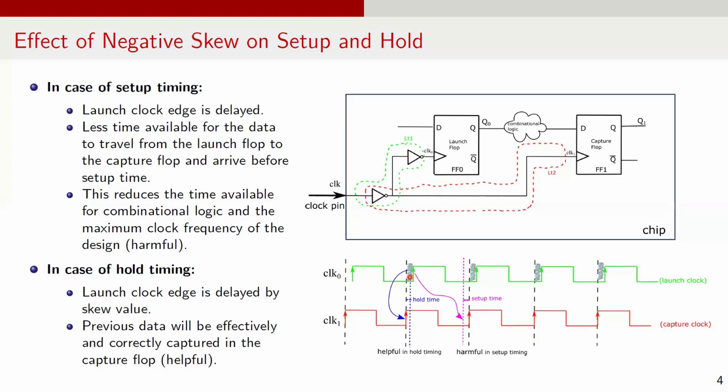However, at the same time, negative skew can be harmful for setup timing. Since the launch clock edge is delayed, there is now less time available for the data to propagate from the launch flop to the capture flop. This time is now the delayed clock edge of the launch flop to the active edge of the capture flop minus the setup time. This reduction in the available time shortens the time window for the useful work to be performed in the combinational logic. Further, it limits the maximum clock frequency the design can support and impacts overall performance.